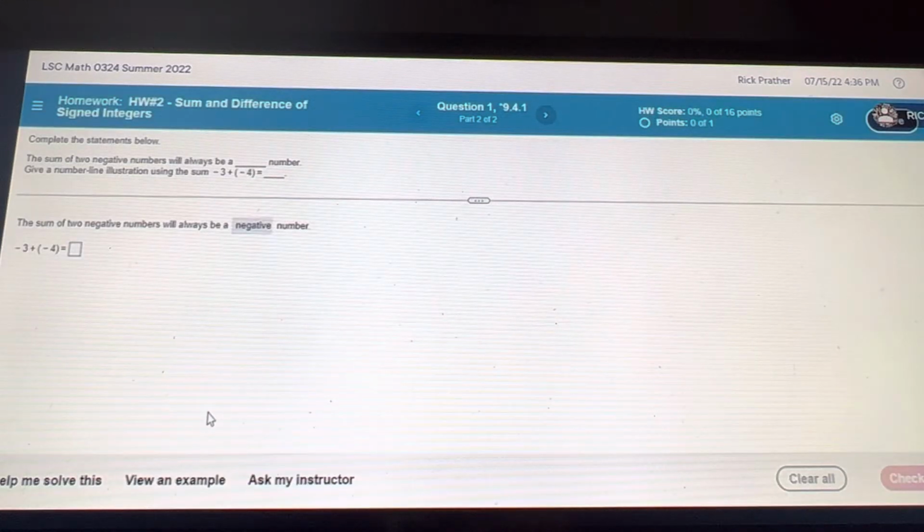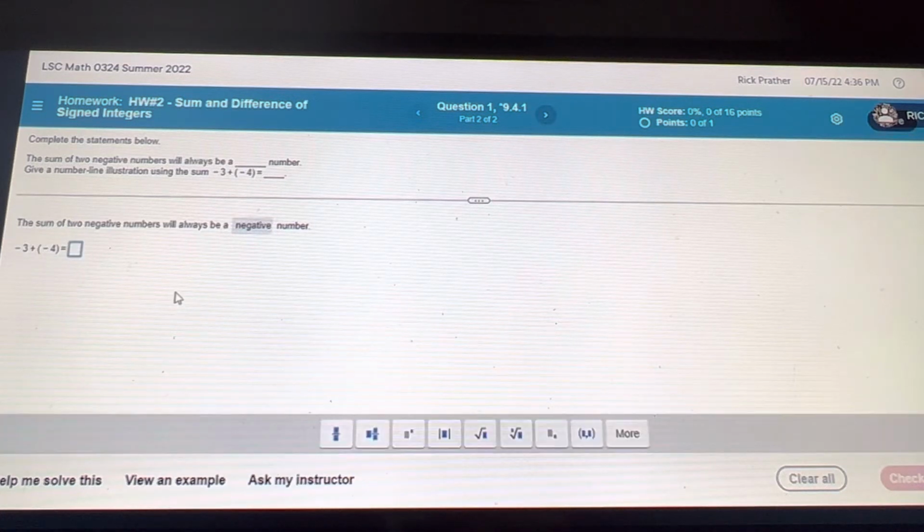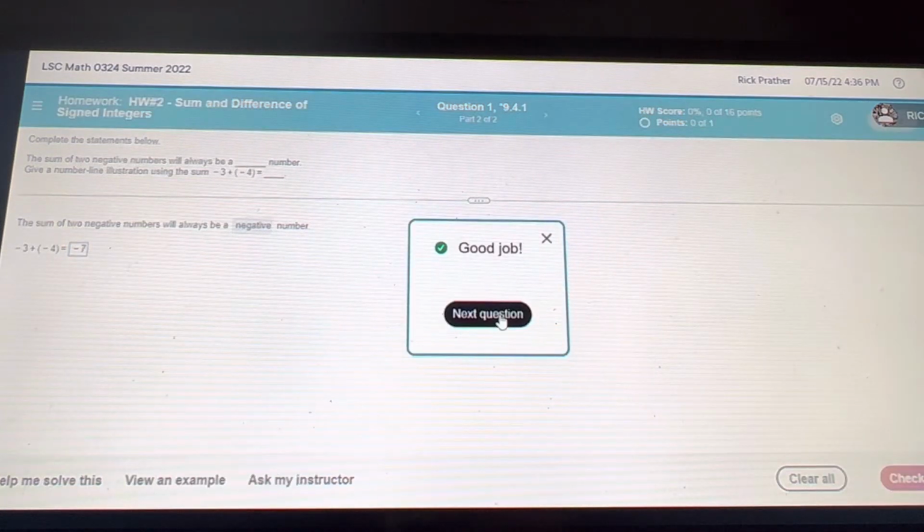So -4 plus -3, I already know the answer is going to be negative, so I just add 3 plus 4 in my head. 3 plus 4 is 7, and then I get -7 for that. I already know it's going to be negative.